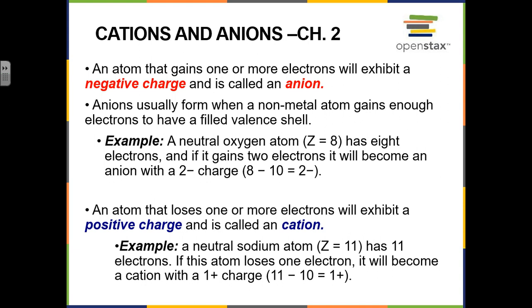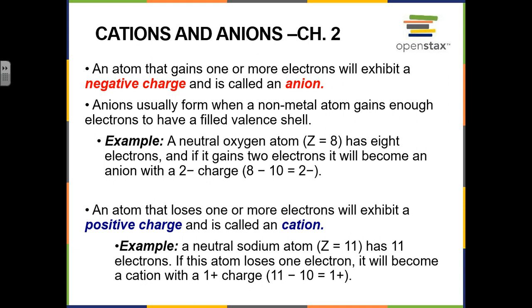Now let's look at the other end of the spectrum. If you have an atom that loses one or more electrons, it will exhibit a positive charge, and it is called a cation. Now, a cation is positively charged, and it becomes positively charged when the electron is lost. Now, think of it in this way. Protons carry a positive charge, and electrons carry a negative charge.